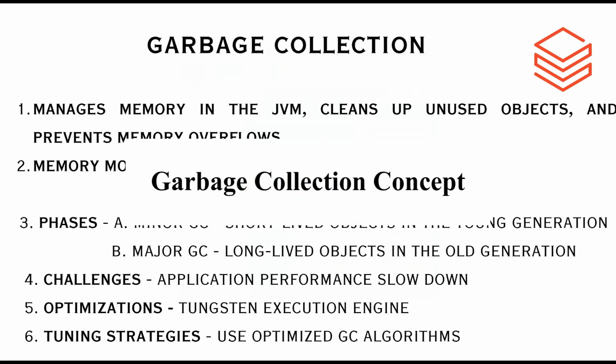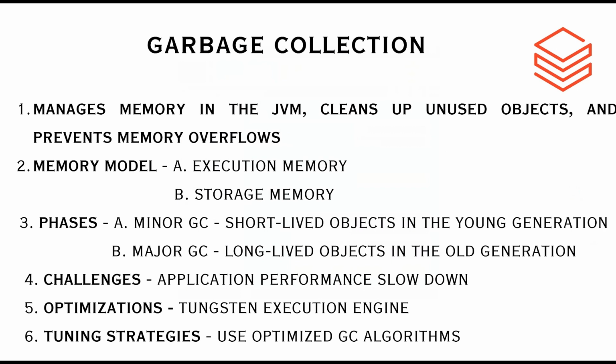Now we will look at the garbage collection concept in detail. GC in Apache Spark plays a crucial role in managing the memory within the JVM by ensuring efficient memory allocation and cleaning up of unused objects. Spark applications generate large volumes of temporary and long-lived unused objects due to operations like shuffles, joins, and caching, which makes GC essential for avoiding memory overflows. However, insufficient or inefficient GC can lead to performance bottlenecks such as increased pauses or slower execution.